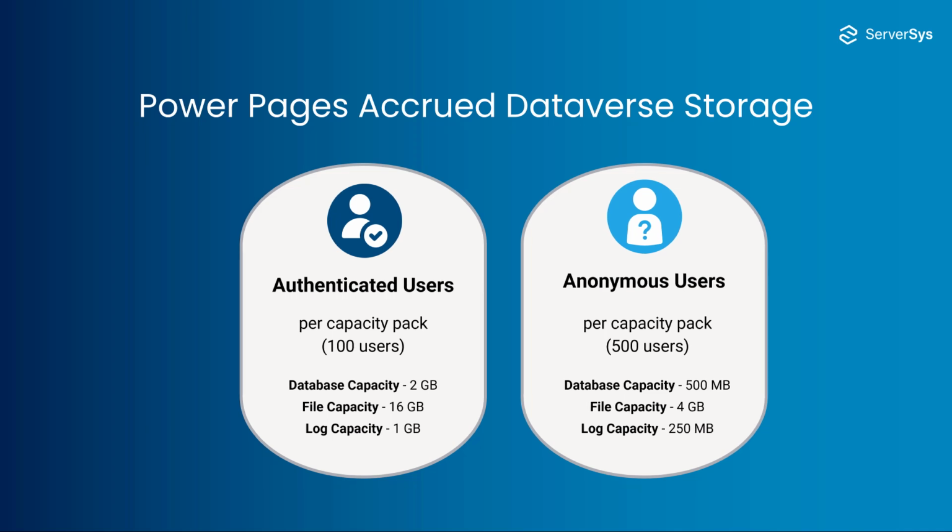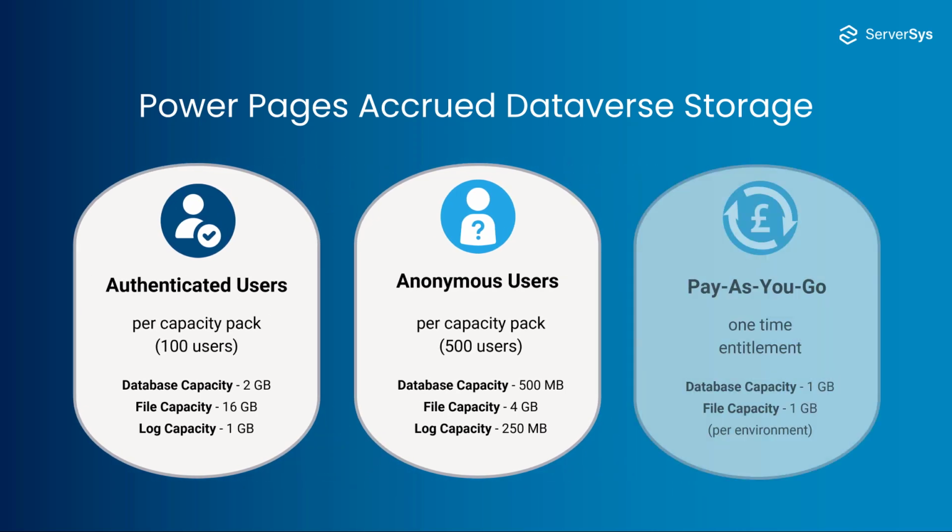Each pack of 100 authenticated users includes 2 GB of database capacity, 16 GB file capacity, and 1 GB log capacity, which is accrued to the tenant. Capacity packs of 500 anonymous users accrue 500 megabytes of database capacity, 4 gigabytes file capacity, and 250 megabytes of log capacity. With pay-as-you-go billing for Power Pages, there is a one-off entitlement of 1 GB database capacity and 1 GB of Dataverse file capacity.